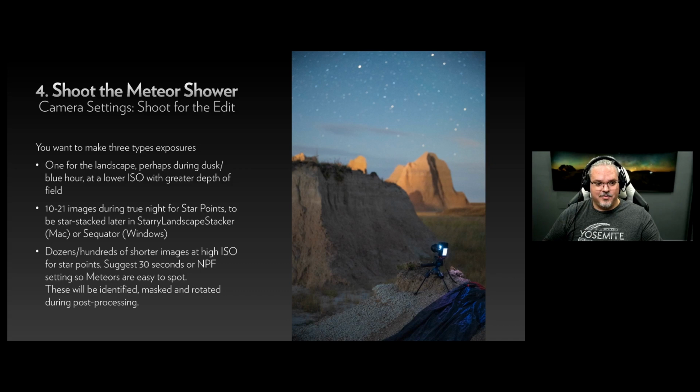You're going to take those images and put them into the software afterwards, and it's going to stack up all those stars and make them brighter and cleaner, and get all the noise in between the stars and reduce it. So if you shot at 6400, it might look like it's shot at 800. It's magic. That's a separate thing to teach, but we're shooting 3 different images here.